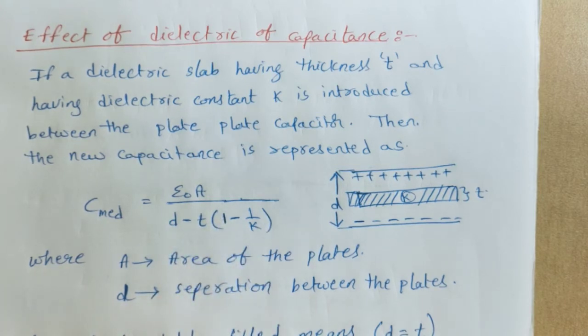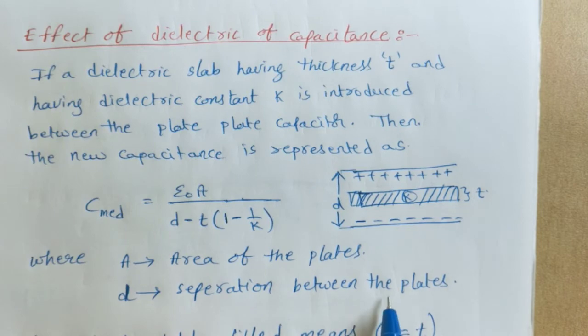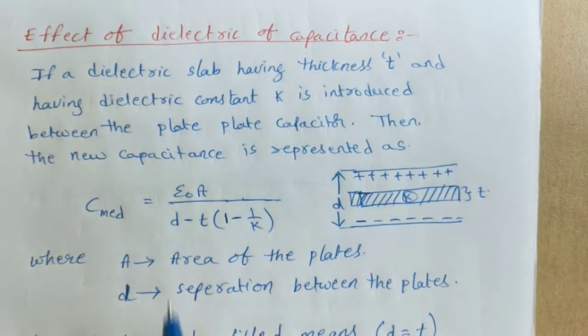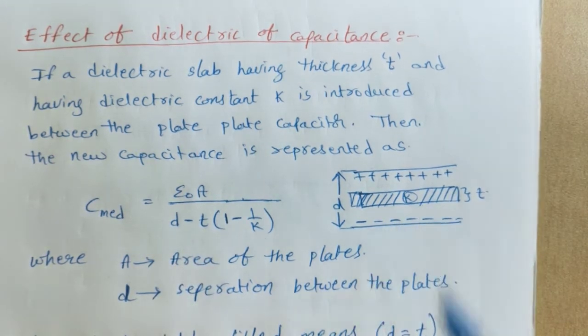Repeating the formula, C medium is equal to epsilon naught A divided by (d minus t) into (1 minus 1 by K). Here small d is the separation between the plates, A means the area of the plates, t is the thickness of the dielectric slab, and K is the dielectric constant.